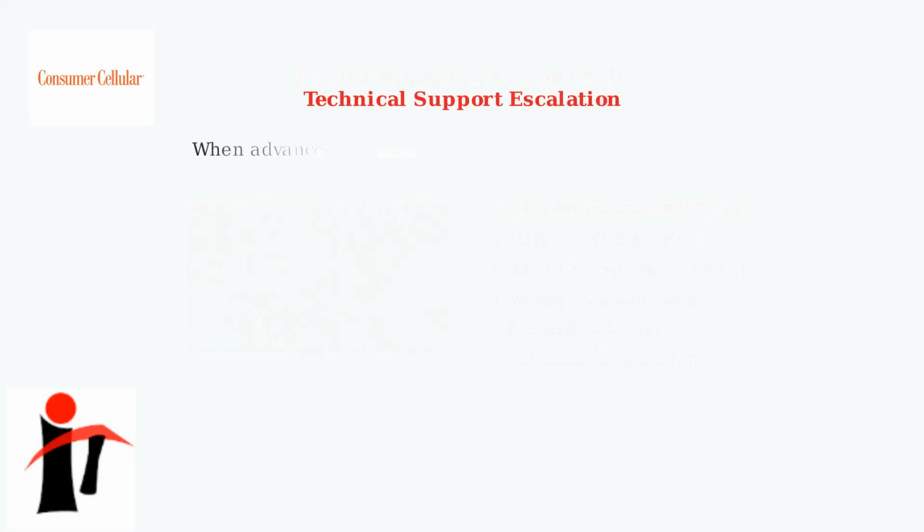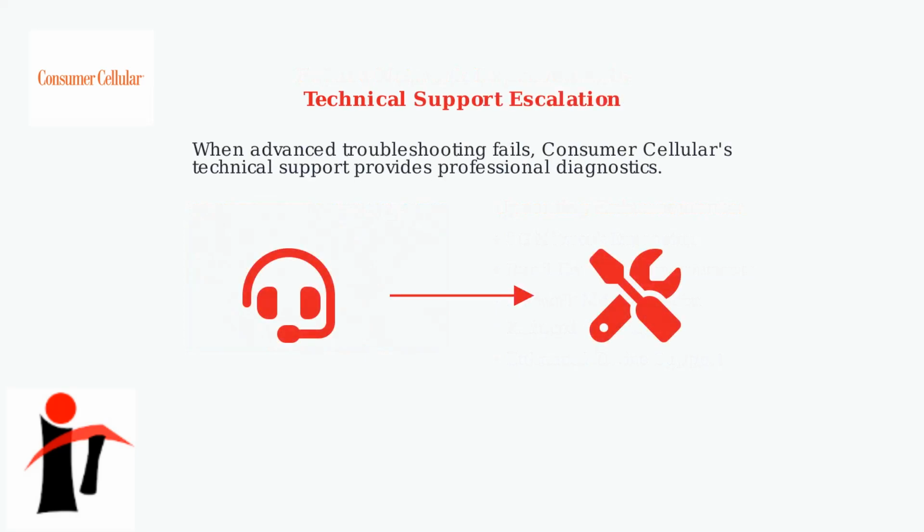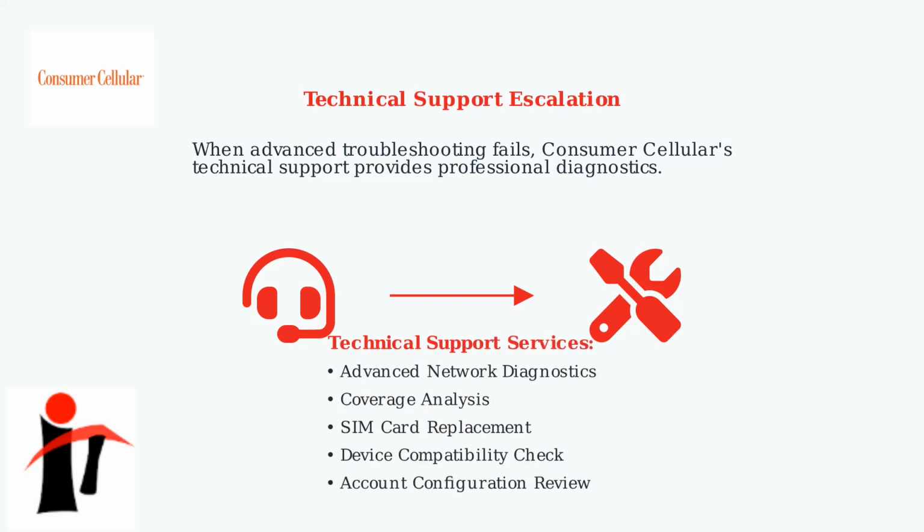If all advanced troubleshooting steps fail to resolve your service issues, Consumer Cellular's technical support team can perform comprehensive network diagnostics, analyze coverage in your area, and provide hardware replacements when necessary. They have access to advanced tools and can escalate complex issues to engineering teams. Advanced troubleshooting requires systematic testing of network settings, hardware components, and professional support when needed.